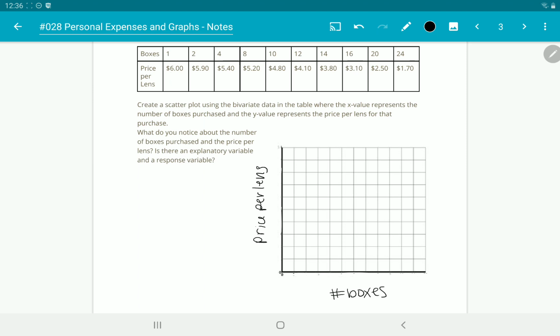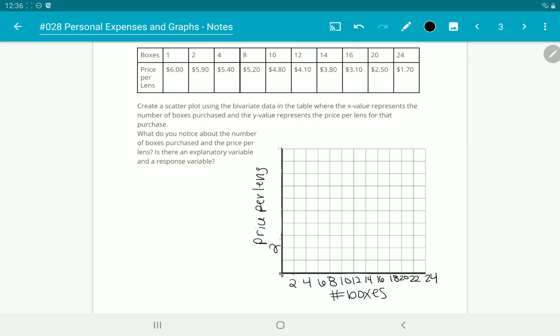So here, the number of boxes goes up to 24. Okay, so the X value is the number of boxes. So it goes up to 24. So we'll go by 2s: 2, 4, 6, 8, 10, 12, 14, 16, 18, 20, 22, 24. Okay, and then price per lens goes up to $6. So we'll go 1, 2, 3, 4, 5, 6. Okay, so our first one is going to be 1 box and $6. So at 1 box, about halfway, it's $6.